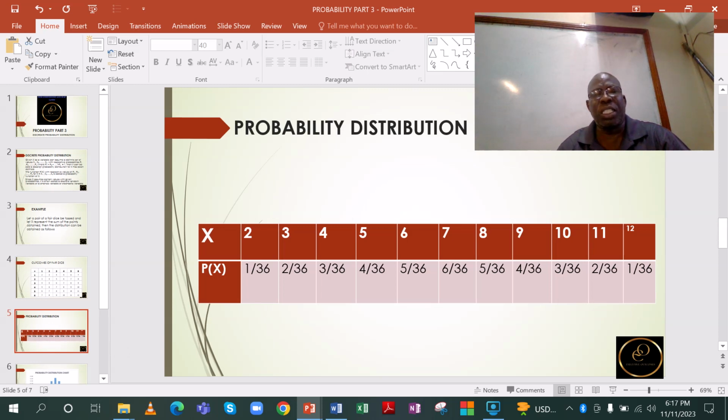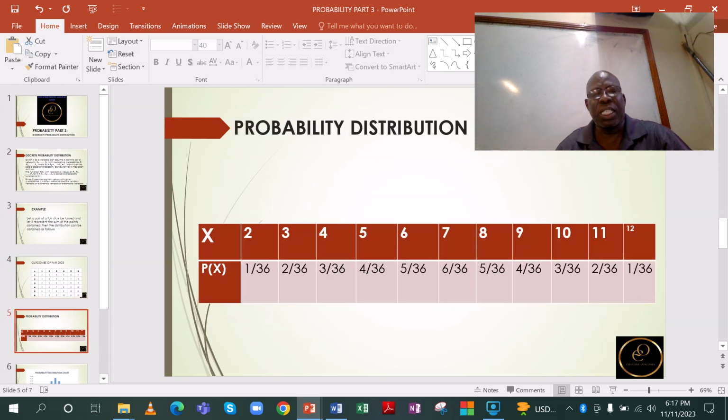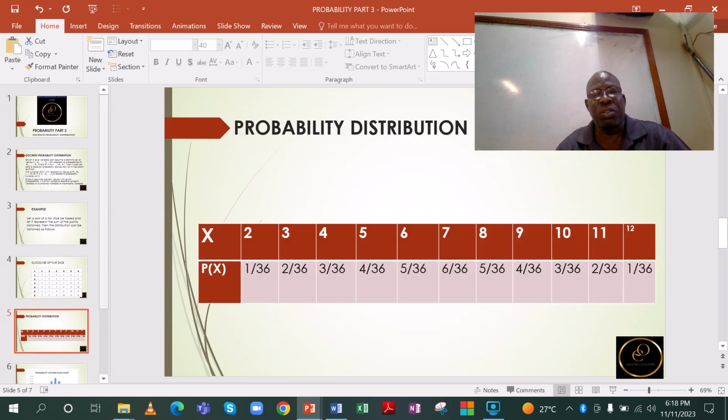Equally, when you look at the chance that you have a total of 4, you look at this table. How many 4s do we have? There are 1, 2, 3. There are 3 4s, meaning 3 out of the possible 36. So the probability is 3 out of 36. The chance that you have 5: how many 5s do you have? 1, 2, 3, 4. 4 5s out of the possible 36 outcomes. So it will be 4 out of 36.